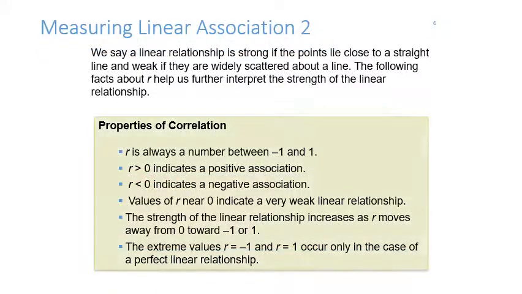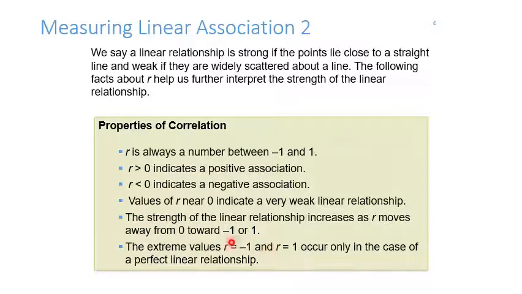So we say a linear relationship is strong if the points lie close to a straight line, and weak if they are widely scattered about a line. R is always a number between -1 and 1. R larger than 0 indicates a positive association, and R less than 0 indicates a negative association. Values of R near 0 indicate a very weak linear relationship. The strength of the linear relationship increases as R moves away from 0 towards -1 or 1.